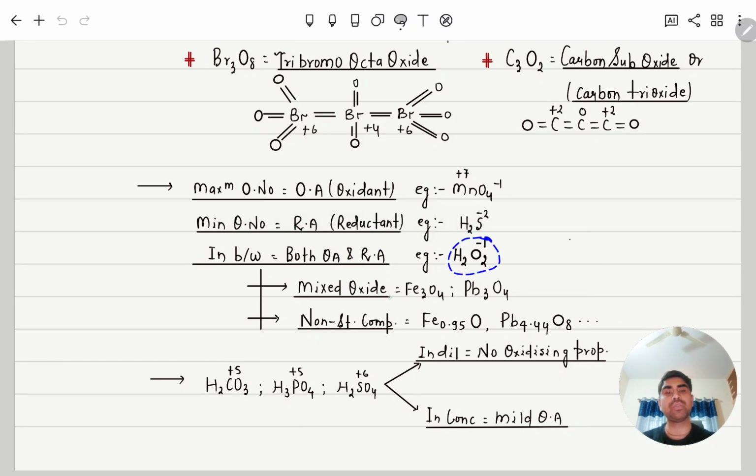Like here you can see H2O2, H2SO3, HNO2. These will all behave as both oxidizing and reducing agents. One very important point: a mixed oxide will always behave as both an oxidizing and reducing agent, meaning its oxidation number always lies in between maximum and minimum. Like here you can see Fe3O4, Pb3O4. These will all behave as both oxidizing and reducing. This is how it is a mixed oxide.